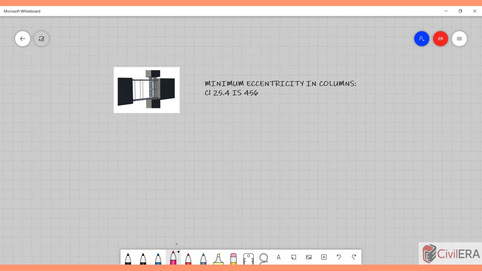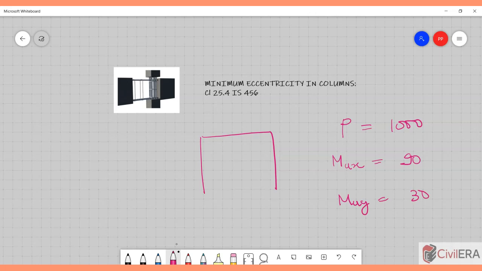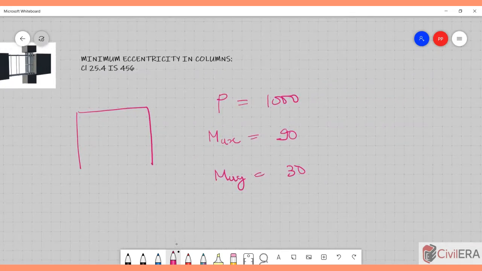So coming here, assume that you have a column and a frame, and you have your load in the column as something like 1000, and say you have your MUX, that is your major axis moment, as something like 90, and you have your MUY, that's your minor axis moment, as something like 30. I'm just assuming something here so that I can explain this. Now MUX means your major axis moment. This is going to be your MUX, and the other one is going to be your MUY if you have frame action in both directions.